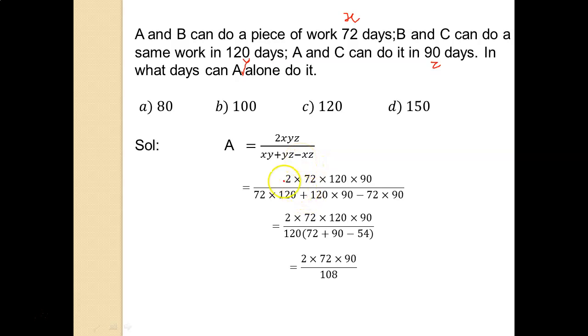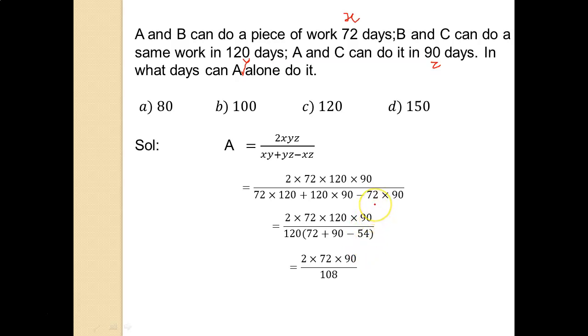So put the value of 2 times xyz, that is 72 into 120 into 90, upon xy, that is 72 into 120, plus yz, 120 into 90, minus xz, that is 72 into 90. Now solve this calculation easily. 120 is common in the first term, obviously remaining 72, plus 120 is common in the second term, obviously remaining 90, minus. Now in the third term, observe that 120 is not present. How does it come from 45?